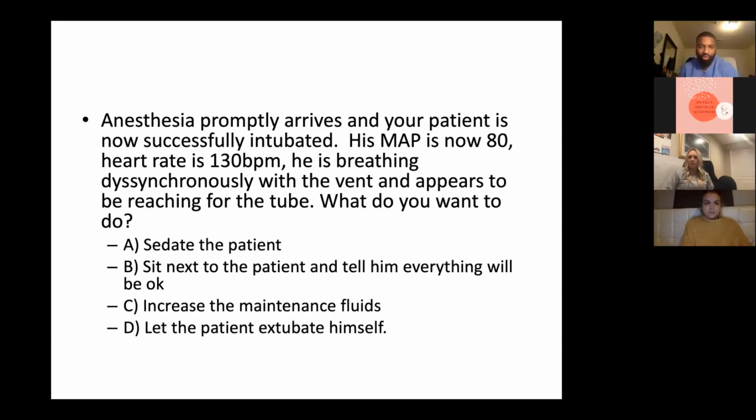So then the options are: sedate the patient, which I'm thinking very likely is true. Sit next to the patient and tell him everything will be okay. Not really. Increase maintenance fluid. That's not what we're trying to achieve right now. Let the patient extubate himself. We don't want that. So we want to sedate the patient.